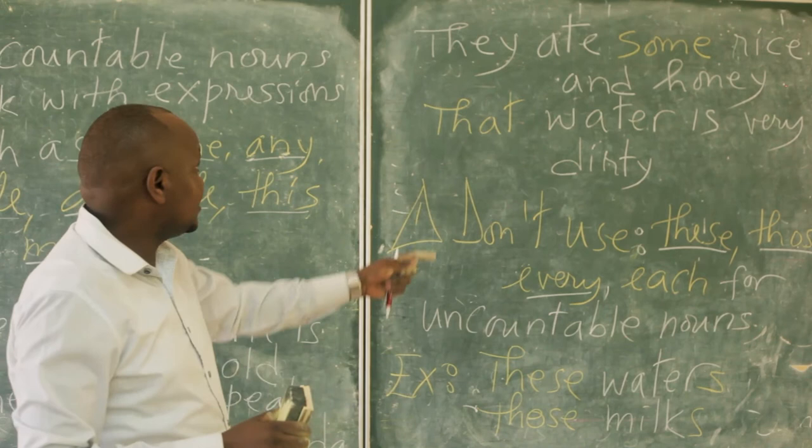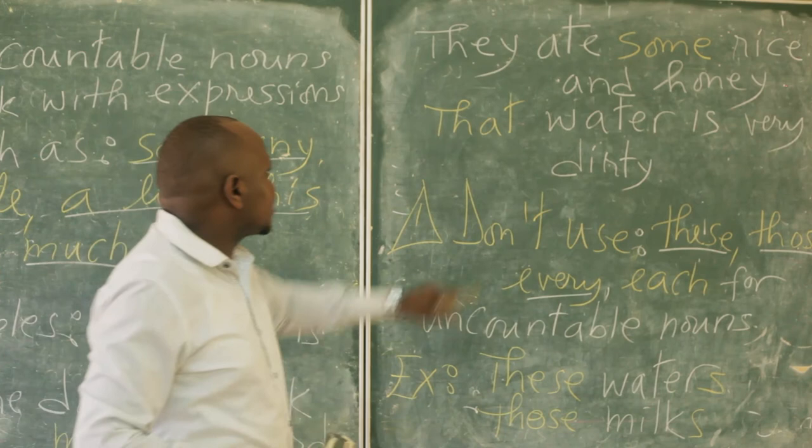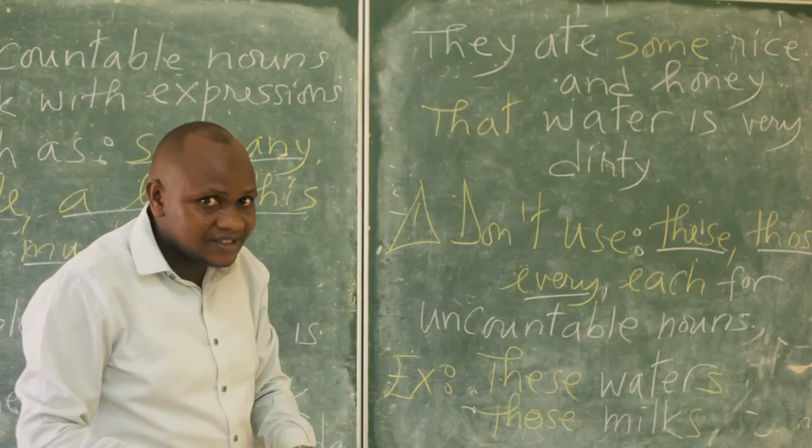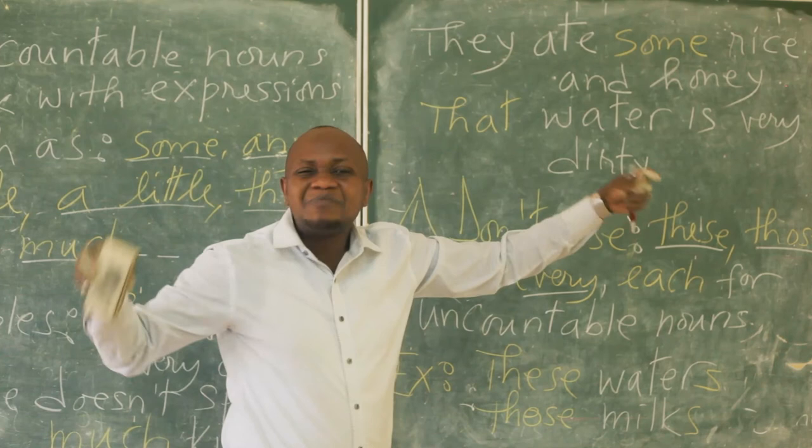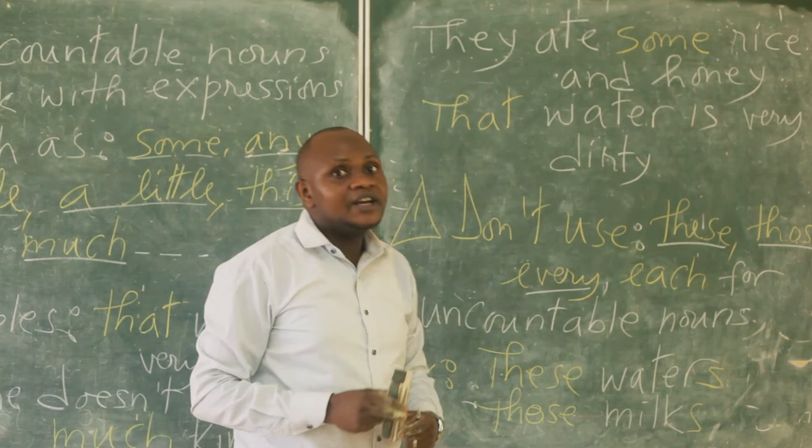That water is very dirty. That water or this water. You may say this water is very dirty. Or that water is very dirty. This means that you cannot say those waters, because you saw that it is already a lot, however much it may be. You will say that water is very dirty.